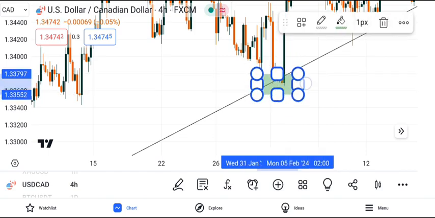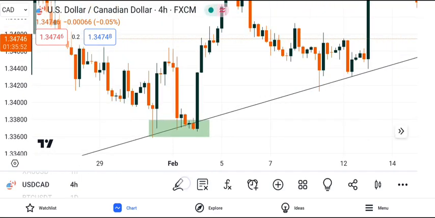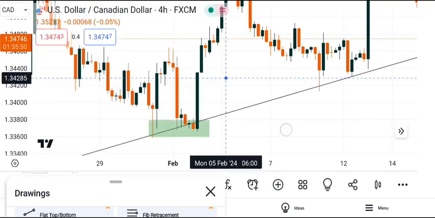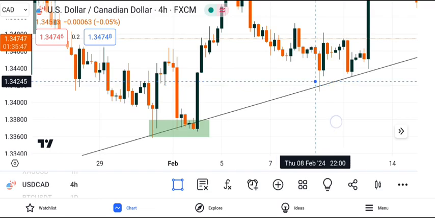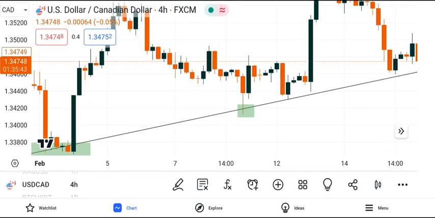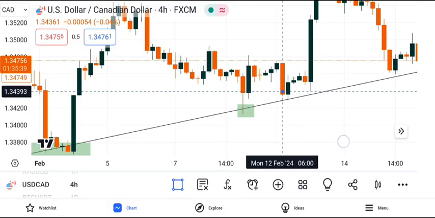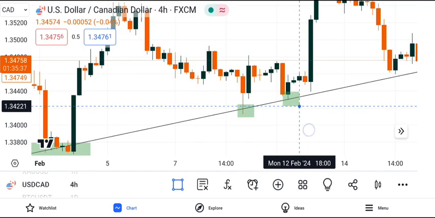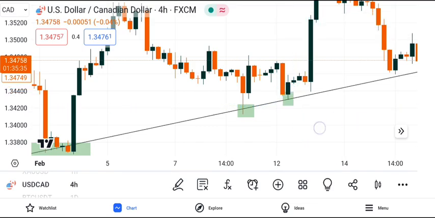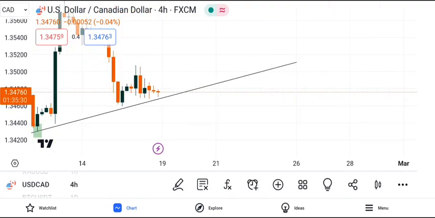We cater for frequent touches. That's what we do. So we have the other touch here, and we have the other touches here too. I'm trying to show you how I get my trend line, how I draw my trend line. And we have the other ones here. So the market is currently at a very good point now.